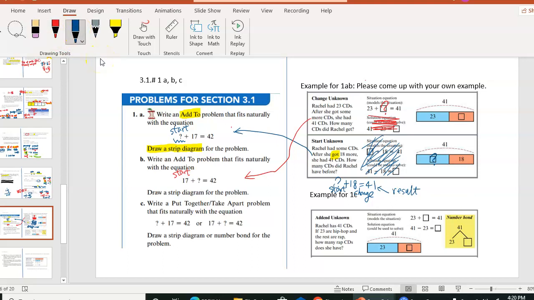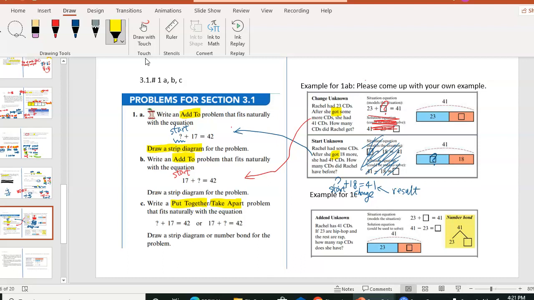Now, next part, part C, write a put together. So be careful. The previous two problem examples we wrote are add to. So add to, what type of questions will be add to? Usually you will see words like got some more, bought some more, somebody gave me some more, or I baked more cookies. So it's like adding something to it. But part C is put together or take apart. You're not going to buy more or have somebody give you more. You already have all of them, but they are just in different categories.